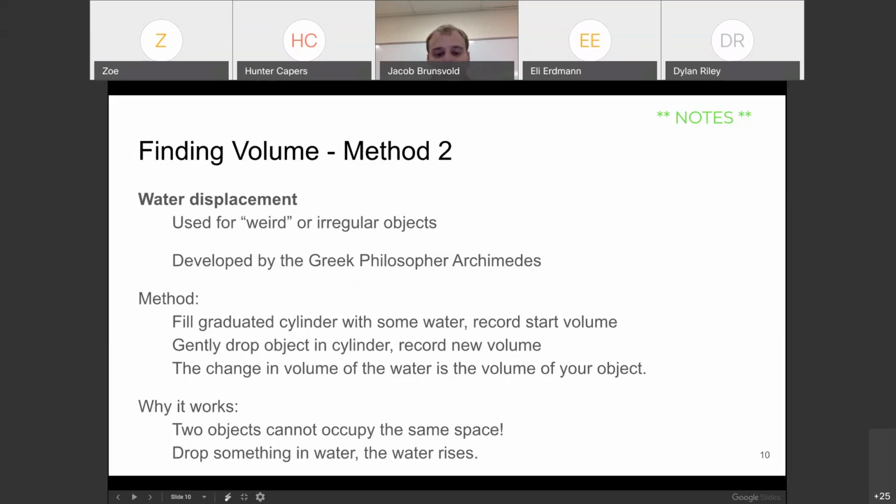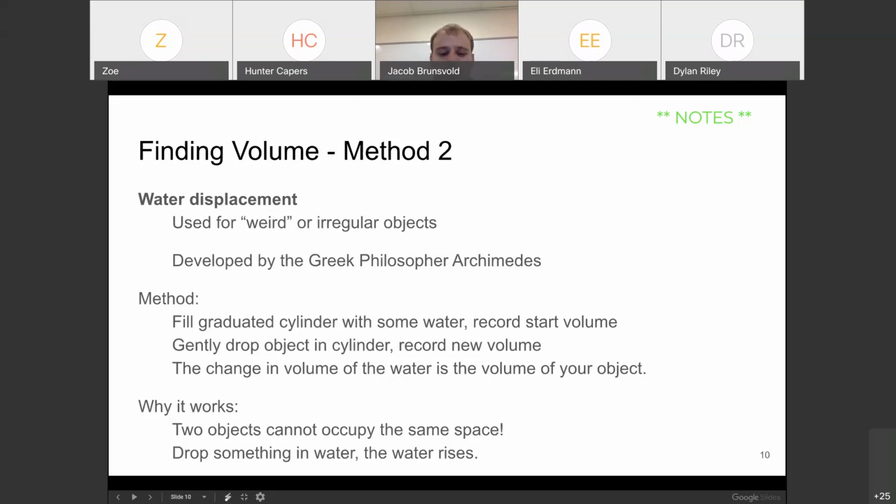Because he discovered that you could determine the volume of an object by how much the water level rises. So how does this method work? Well, you fill a graduated cylinder with some water and you record the volume at the start. Then you carefully place an object in the cylinder and you record the new volume. And then the change in the volume of water is the volume of your object. So basically you subtract the old volume from the new volume.